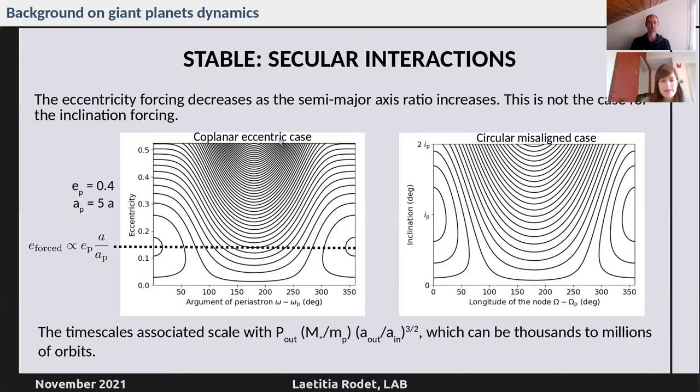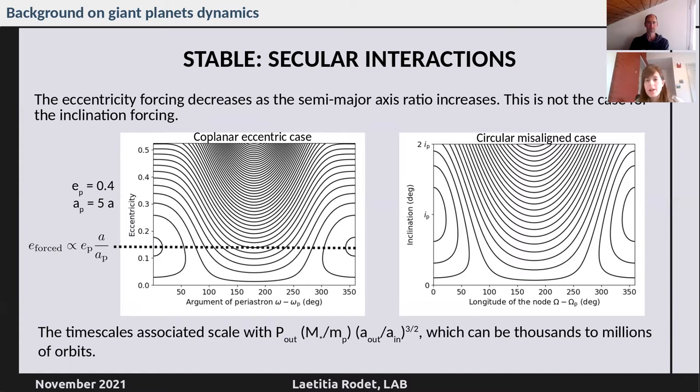So it's two different cases. Basically, each line is a fixed Hamiltonian, so it corresponds to a system with a fixed initial condition, and you just follow the line to see the evolution of the system. On the left, you have the case where everything is coplanar. You have a planetesimal, and you have a giant planet, which is eccentric, outside. Due to this eccentricity, the planetesimal's eccentricity will oscillate around a forced eccentricity given by the eccentricity of the perturber and the semi-major axis ratio, which means that the farther away the giant planet is, the smaller the forced eccentricity will be.